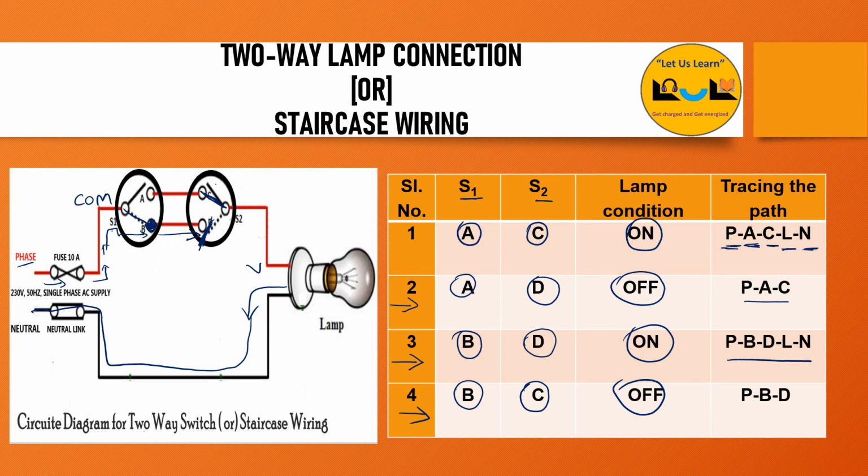The tracing path of this fourth case is that the current will flow from phase to terminal B of S1, and it will go up to terminal D. But terminal D is in the open condition. It is an open circuit. So the current doesn't flow to the lamp, and the lamp will be in the off position. So this is the circuit diagram and truth table of the two-way lamp connection, or staircase wiring.